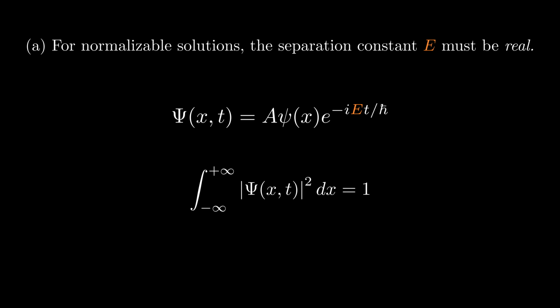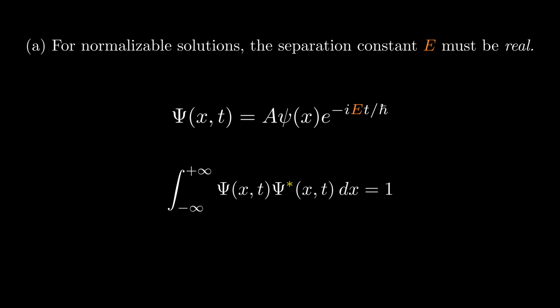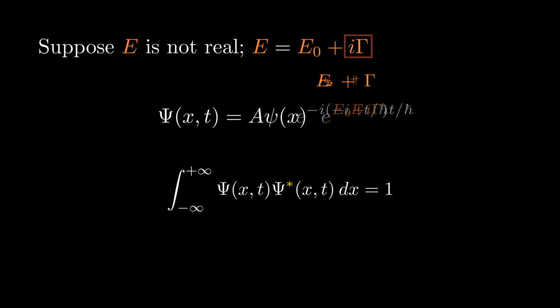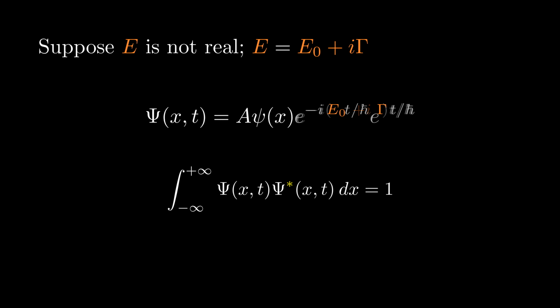Note that we can express the absolute value of the wave function squared inside the integral as the product of psi and its complex conjugate. Now let's suppose that the energy E has an imaginary component. We'll write E as E0 plus i gamma, where E0 is the real part and gamma is the imaginary part. Now we substitute this expression for E into our wave function.